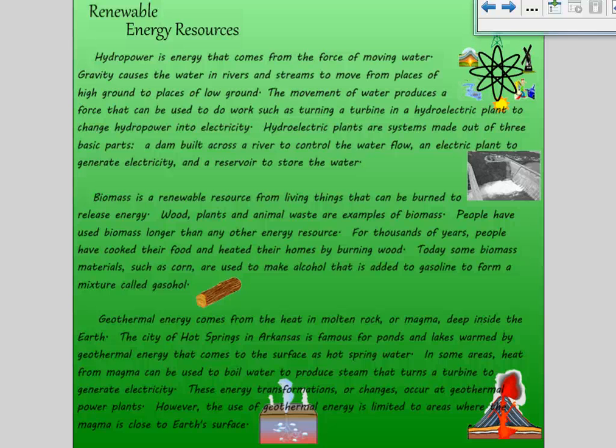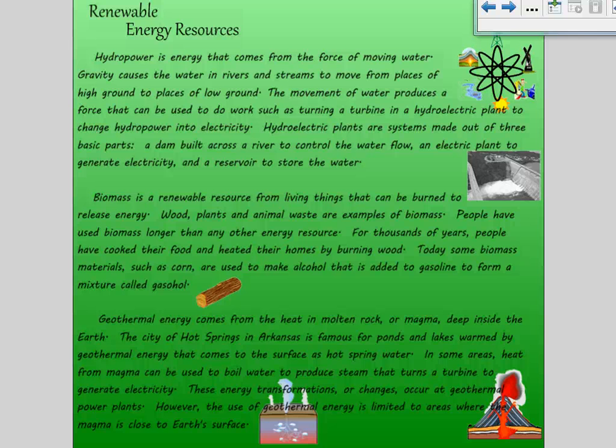Hydroelectric plants are systems made out of three basic parts: a dam built across a river to control the water flow, an electric plant to generate electricity, and a reservoir to store the water.